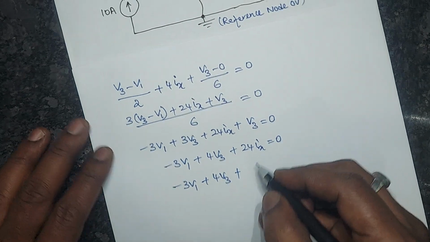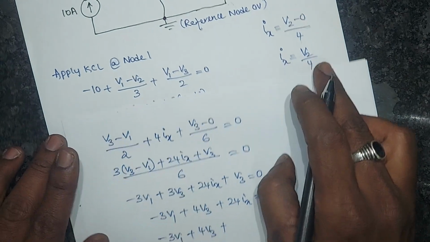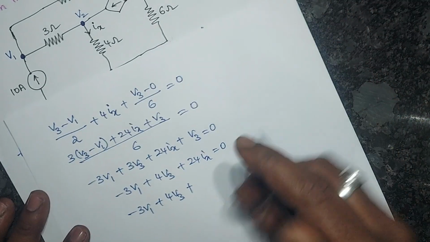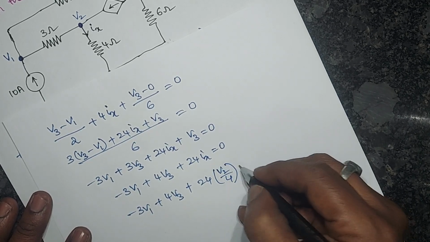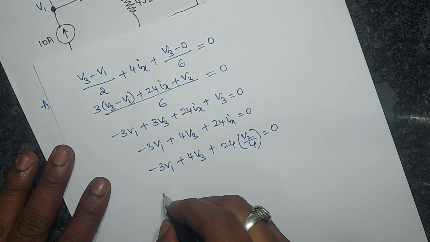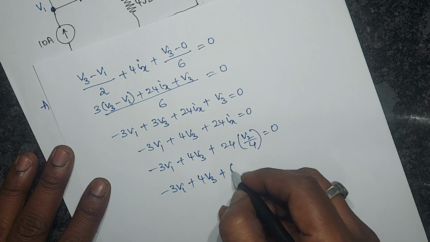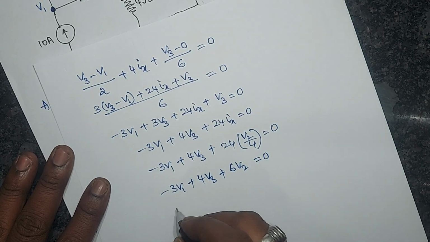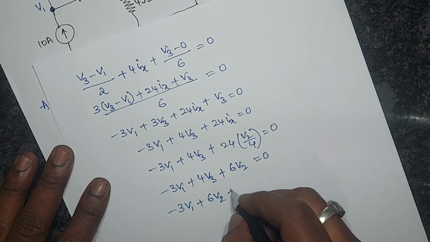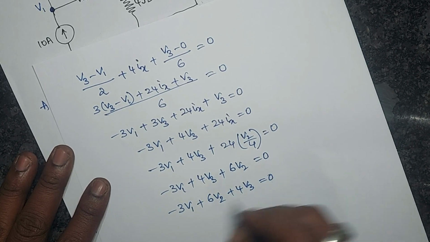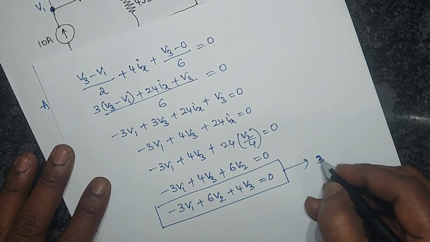So who is Ix? The Ix value we already calculated is V2 by 4. So substitute here 24 into V2 by 4, which is equal to 0. So minus 3V1 plus 4V3 plus 6V2 equal to 0. Arranging this in order, minus 3V1 plus 6V2 plus 4V3 equal to 0. So this is the third equation.